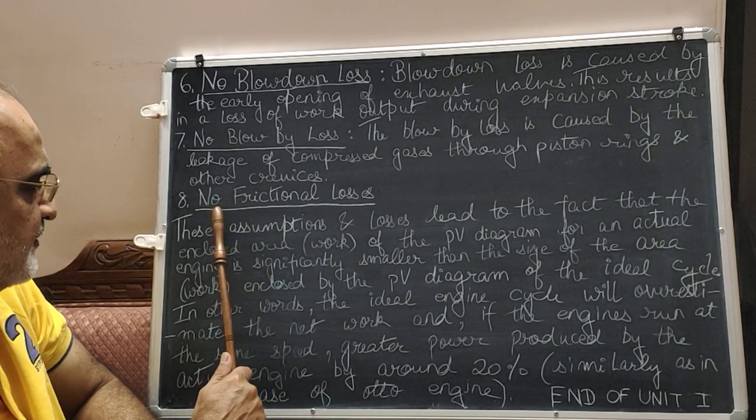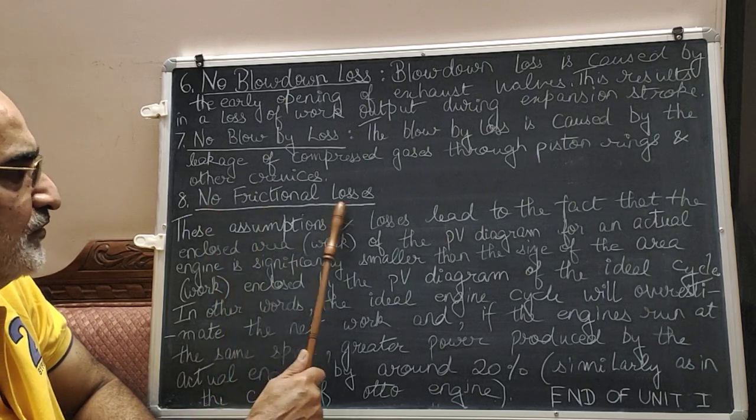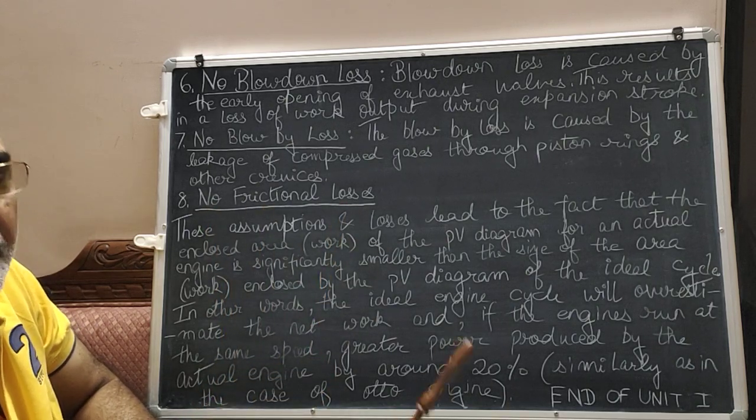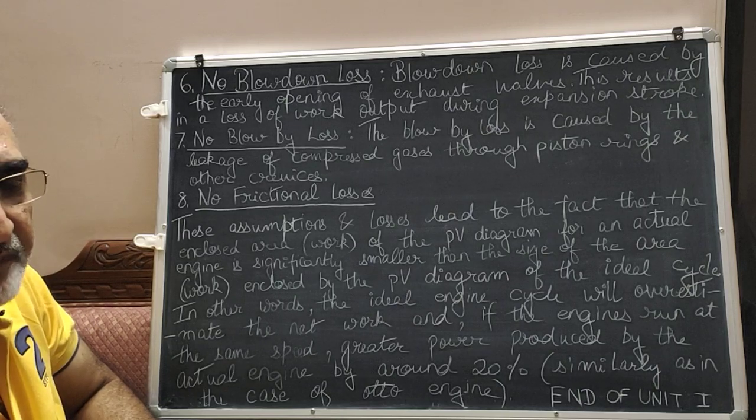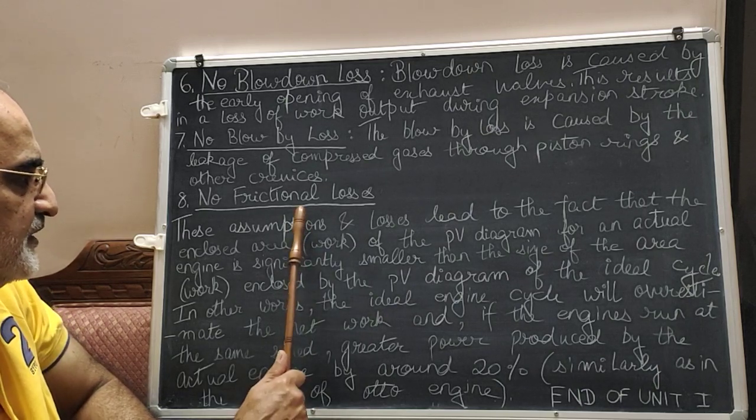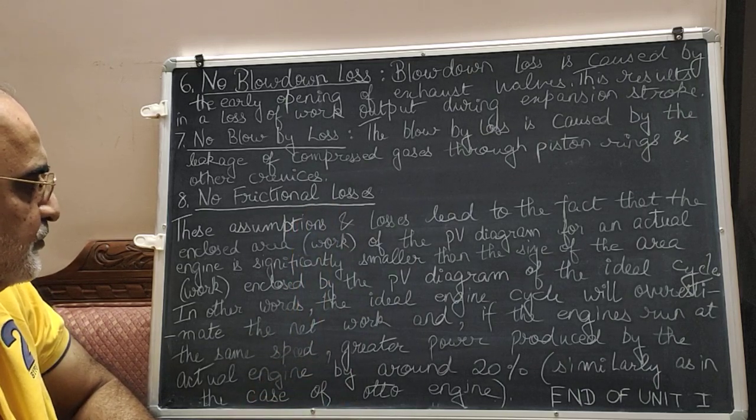Here, again, in the real cycle, it is assumed that there are no frictional losses, and we know there is so much rubbing, so much movement of parts up and down, that there are bound to be losses due to friction.